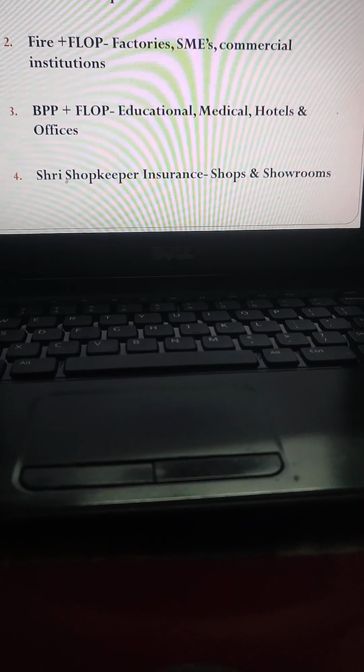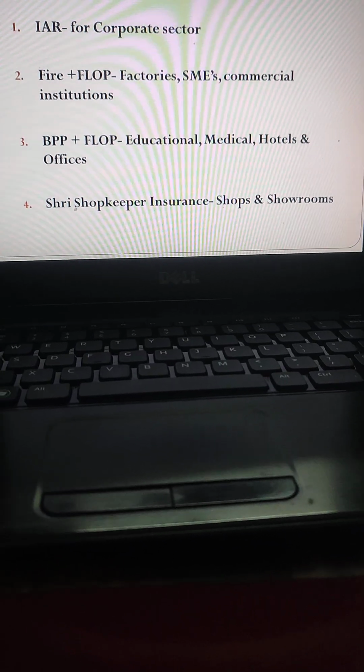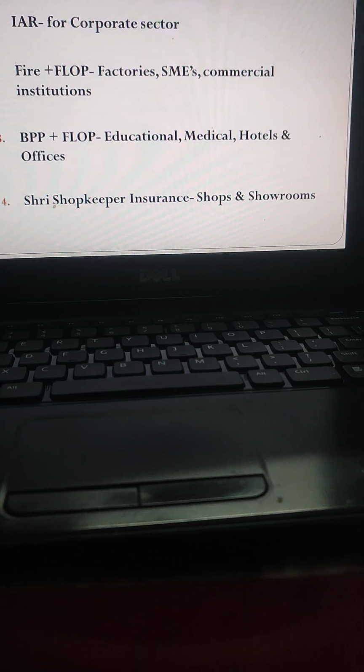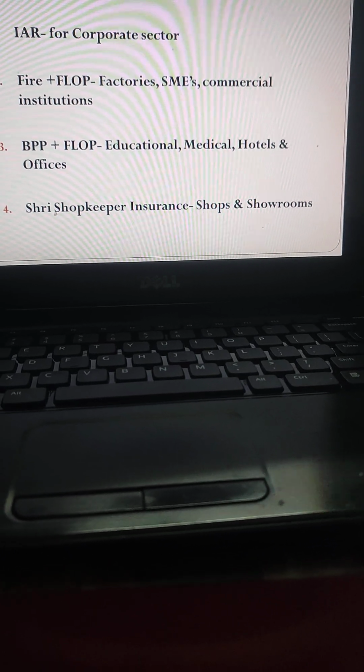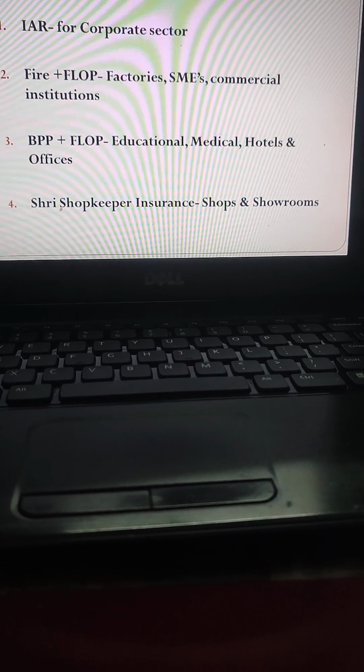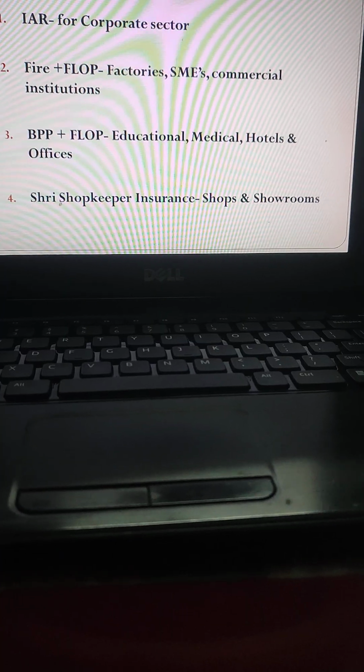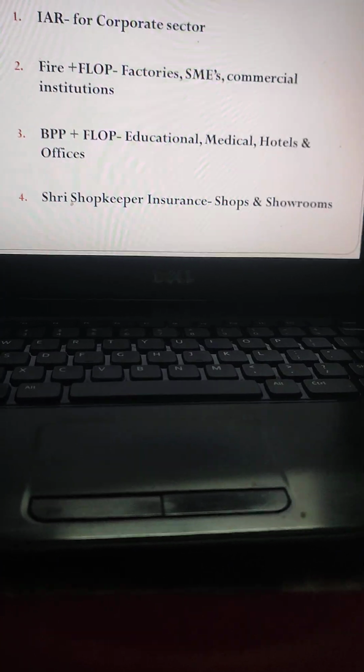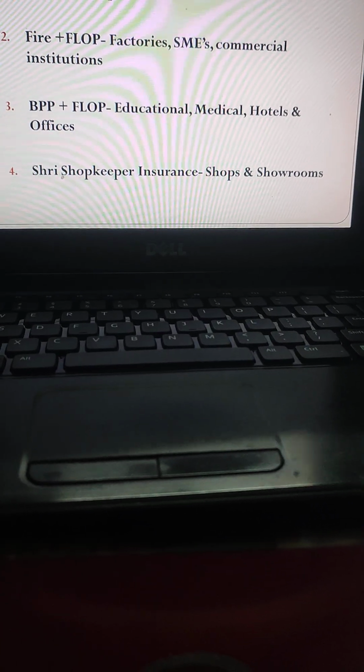And the last method is the package policies which are having the inbuilt section of FLOP. Then the customer has got a choice that one more section of FLOP can be selected with the basic fire coverage. So these are the four ways to sell it. For shopkeeper insurance, the insurance companies can apply their guidelines. They can restrict the sum insured, they can restrict the indemnity period, and even premiums.